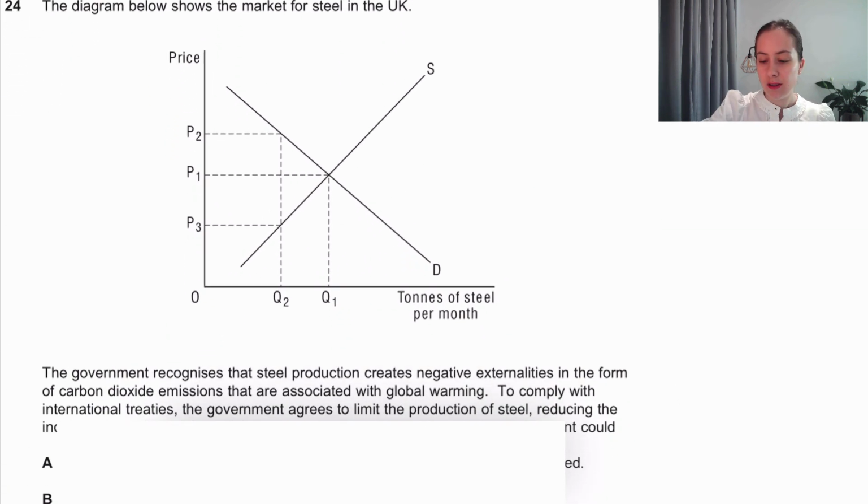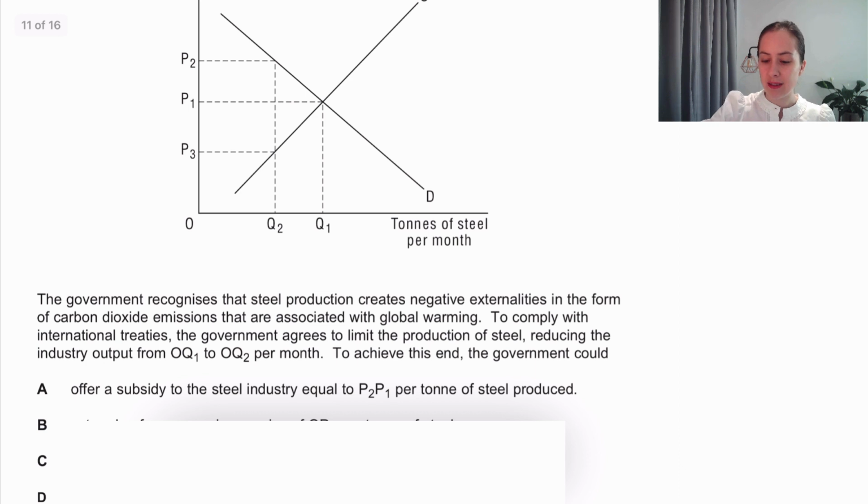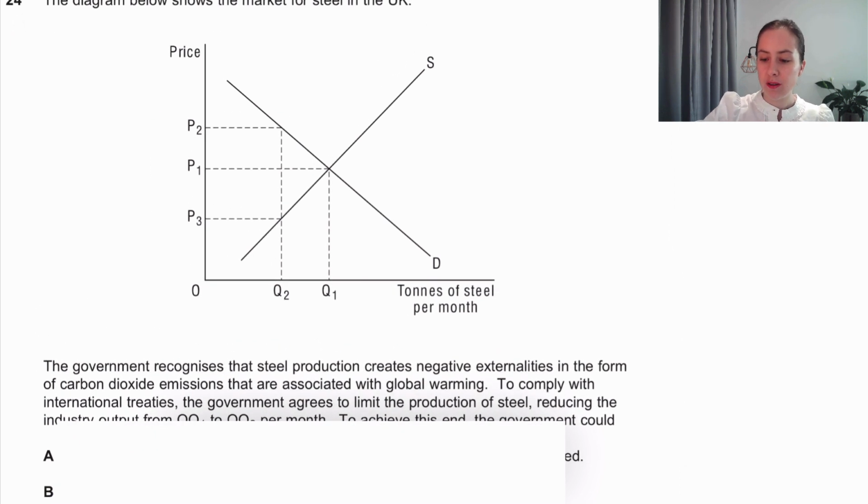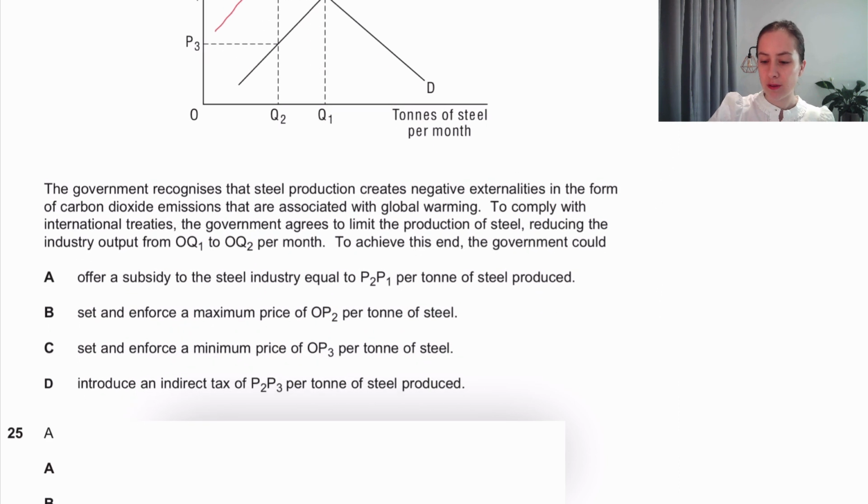Market for steel. It produces negative externalities in production. So let me just draw the full diagram, and sometimes I miss that out. This would be the MPC. Government agrees to limit the production of steel, reducing output from OQ1 to OQ2. To achieve this end, government could, okay, you don't want to offer a subsidy because that's going to lead to more production. Maximum prices reduce, minimum prices reduce, taxes reduce. I'm going to go with one of those.